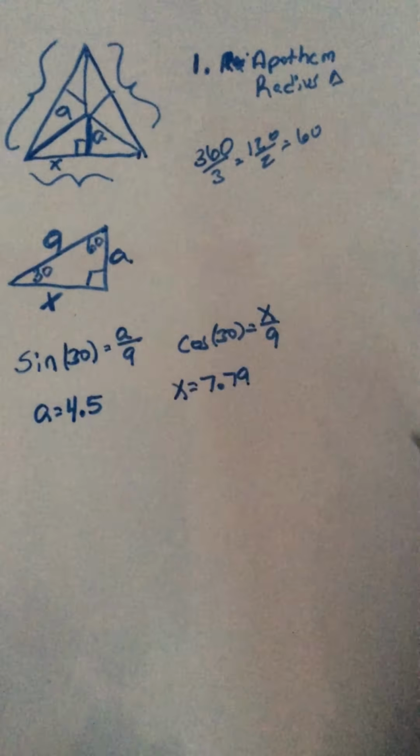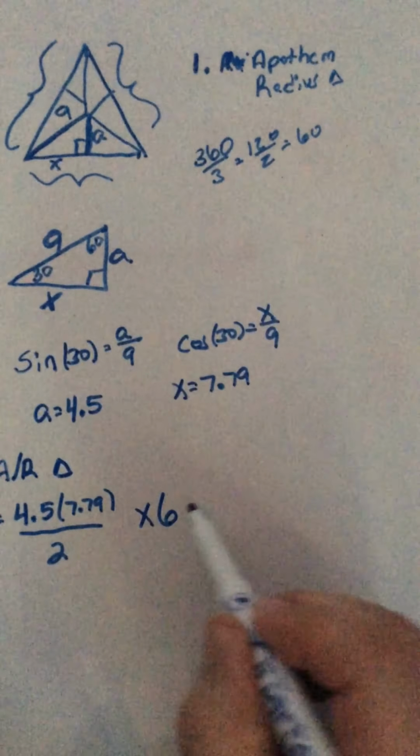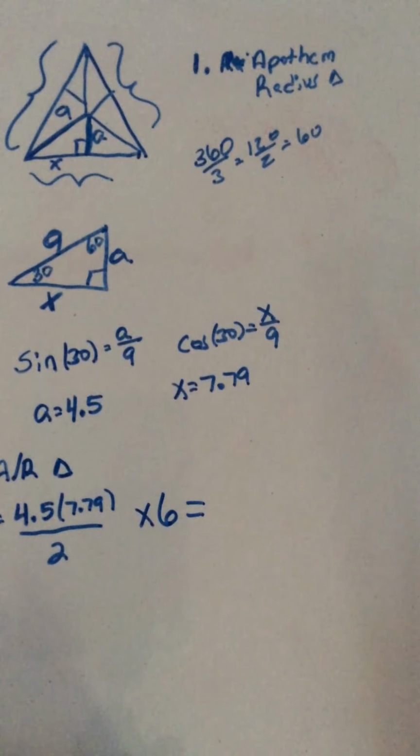But I know that this apothem radius triangle would have an area of 4.5 times 7.79 divided by 2. And I know that there are a grand total of 6 of those. So let's find the area of that apothem radius triangle. 4.5 times 7.79. I'll hit enter and we'll divide by 2. That was 17.53.